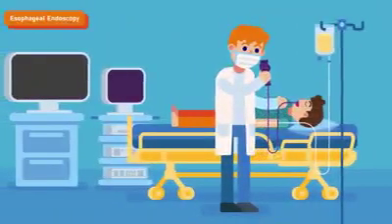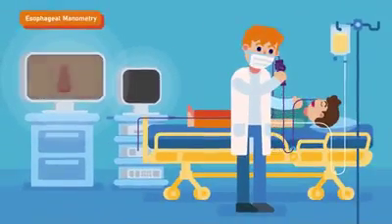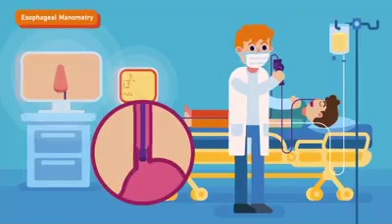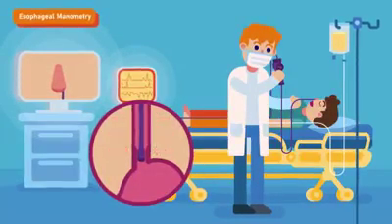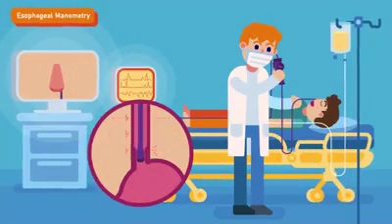Esophageal endoscopy. This is particularly useful in patients with esophageal dysphagia, in which a structural lesion is suspected. Esophageal manometry. In this test, a catheter is passed into the esophagus, which measures the pressure along the length of the esophagus. This is useful in patients in which a motility or propulsive cause of dysphagia is suspected.